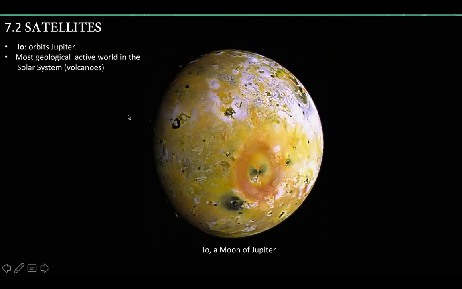This is an example of one of the satellites of Jupiter. It's very active geologically. لما أقول geologically active يعني عنده volcanoes. These are the signatures of volcanoes. See, it is really active. كله كان volcanoes at some point.